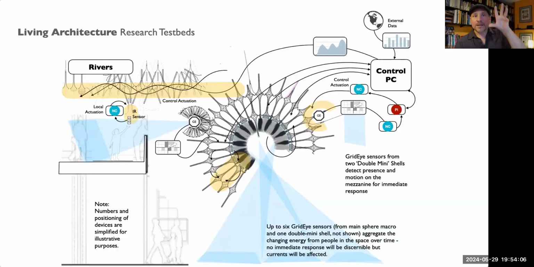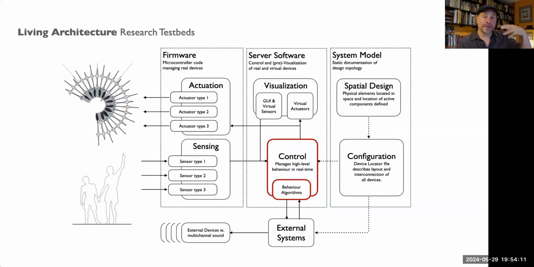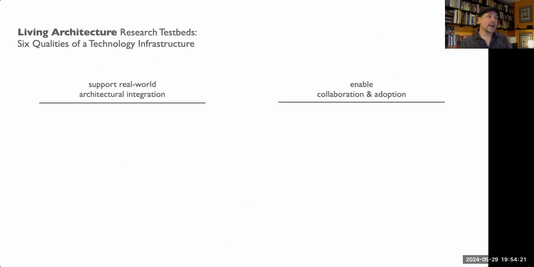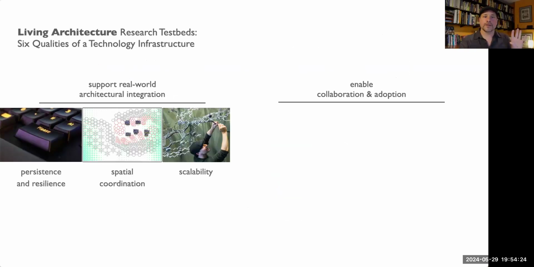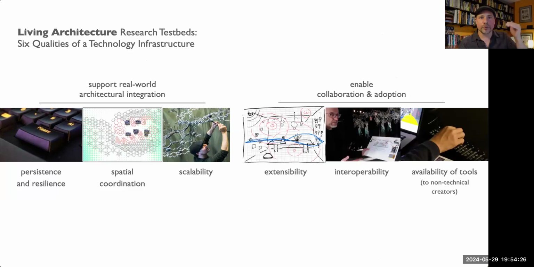It's through making these deep technological infrastructures that power these sculptures that I have come to these notions of the spatialized digital milieu, and also the application, the implementation of the spatialized digital milieu. And through that, there are 6 qualities that have come to the fore as necessary qualities of a technology infrastructure in an architectural context. Necessary in that, in order to build things at an architectural scale and with longevity, you're going to need to do these things, for better or for worse.